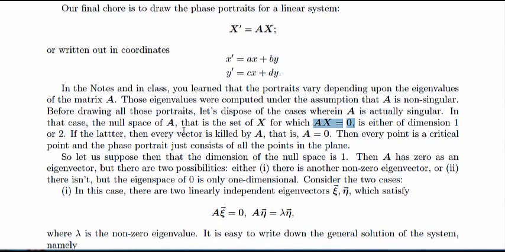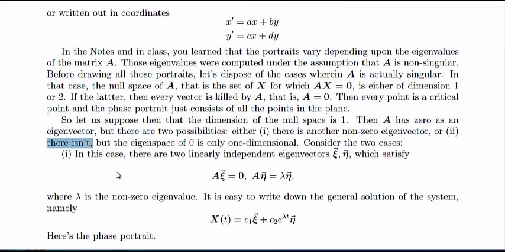So if it's 2-dimensional, that says that every vector is killed by A. That is, A is just a 0 matrix, in which case every point is a critical point, and the phase portrait is the rather uninteresting portrait consisting of all the points in the plane. Every point is a solution curve. So that's not so interesting. Let's look, on the other hand, at the case where the dimension of the null space is 1. That says that A has 0 as an eigenvalue, but there are still two possibilities. Either there is another non-zero eigenvector for A, or there isn't, but the eigenspace of 0 is still only one-dimensional. So let's look at those two cases.